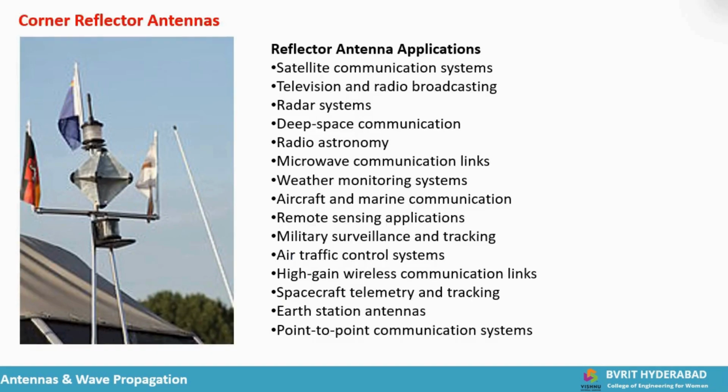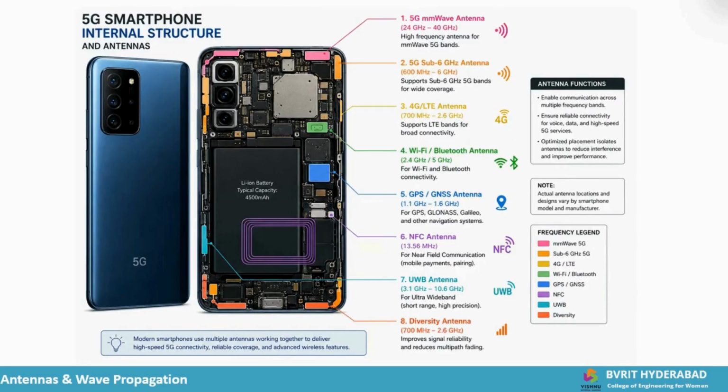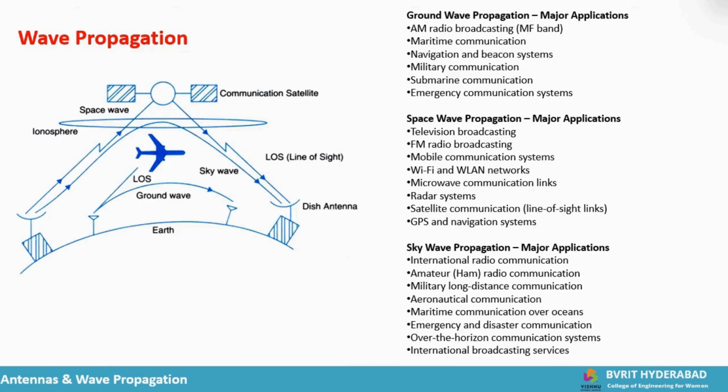Reflector antennas improve directivity by reflecting electromagnetic waves toward the desired direction. Corner reflector antennas provide moderate gain and directional characteristics, making them useful in communication and radar applications. A modern 5G smartphone contains multiple antennas such as 5G, LTE, Wi-Fi, Bluetooth, GPS, near-field communication, and ultra-wideband antennas, each serving a specific wireless function. Together, these antennas ensure reliable communication, navigation, connectivity, and high-speed data transfer.